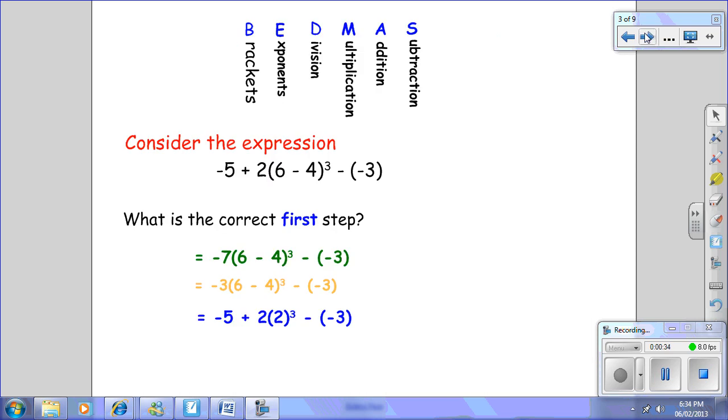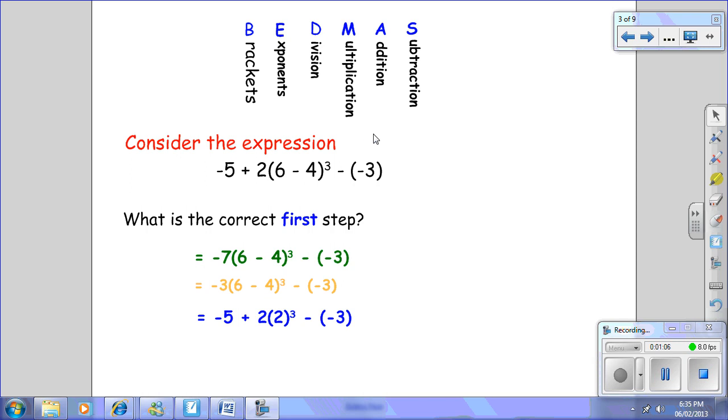We have a made-up word called BEDMAS that's often used to help us determine in which order to evaluate a mathematical expression. The B is telling us bracket, E is exponents, D for division, M for multiplication, A for addition, S for subtraction. And we perform these operations from left to right. So brackets occur first, exponents second, division and multiplication happen in the order they occur, and addition and subtraction happen in the order they occur.